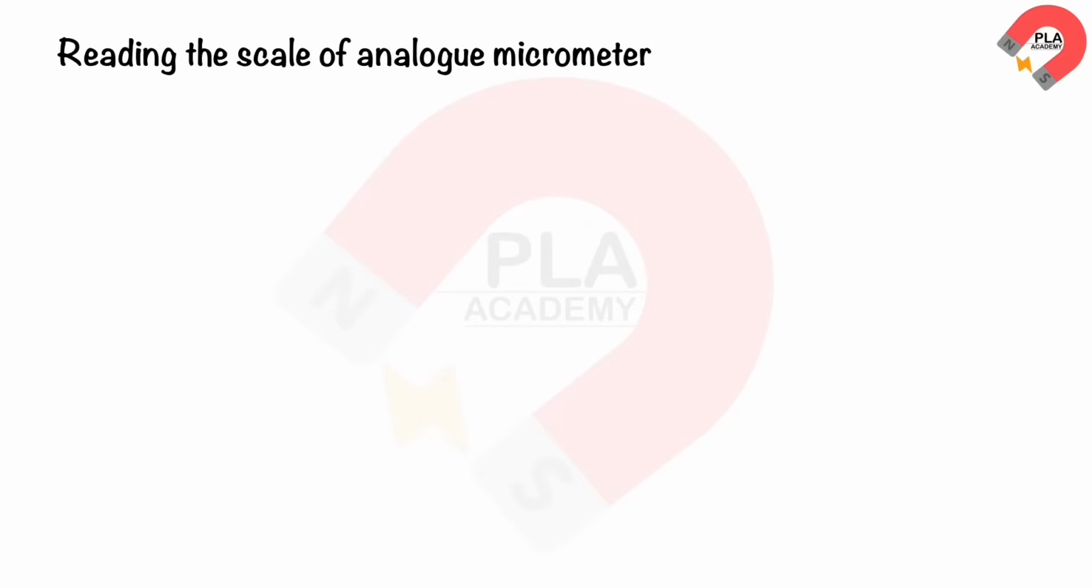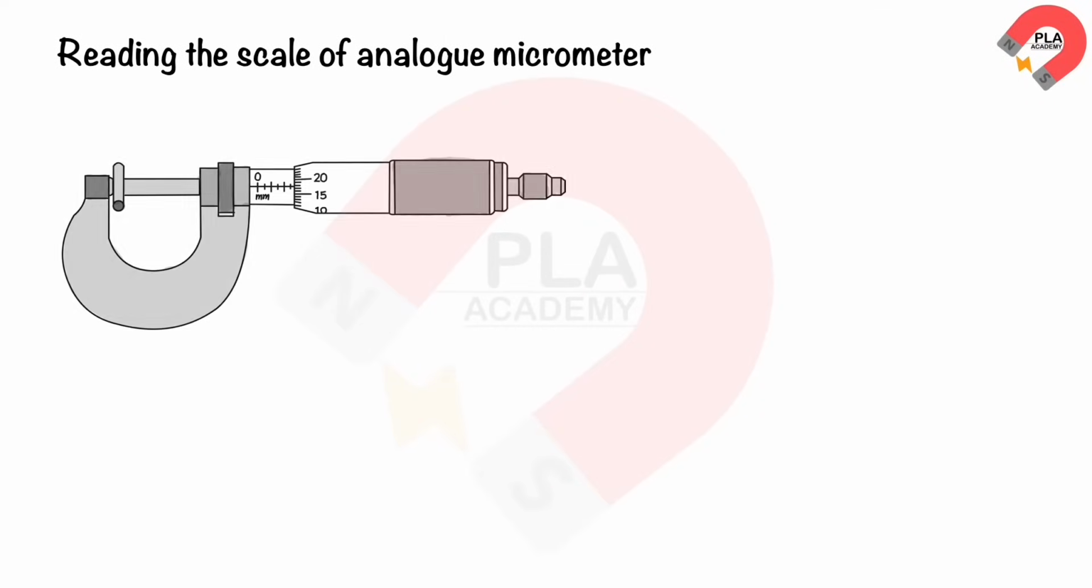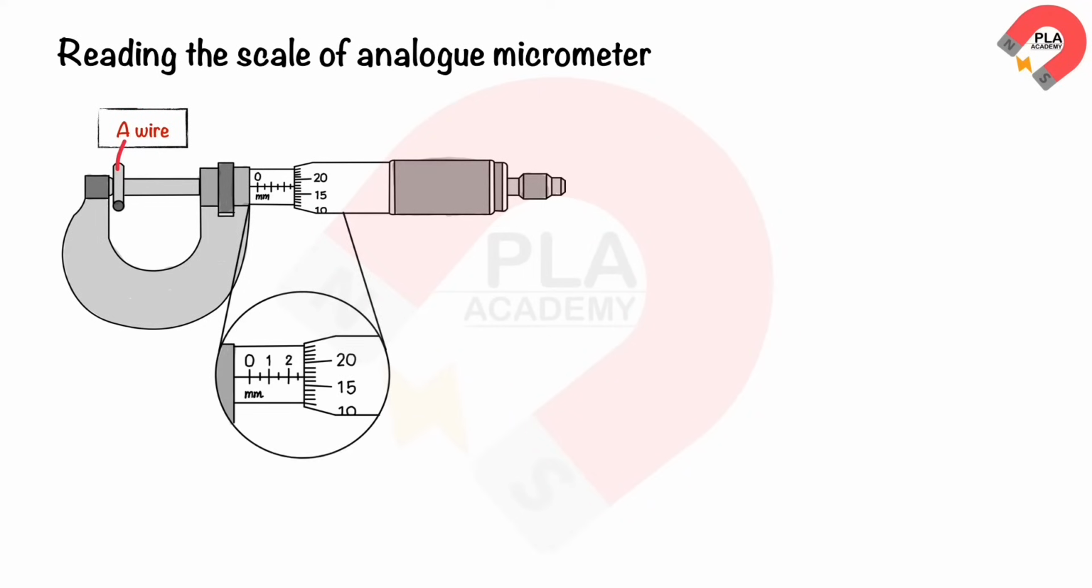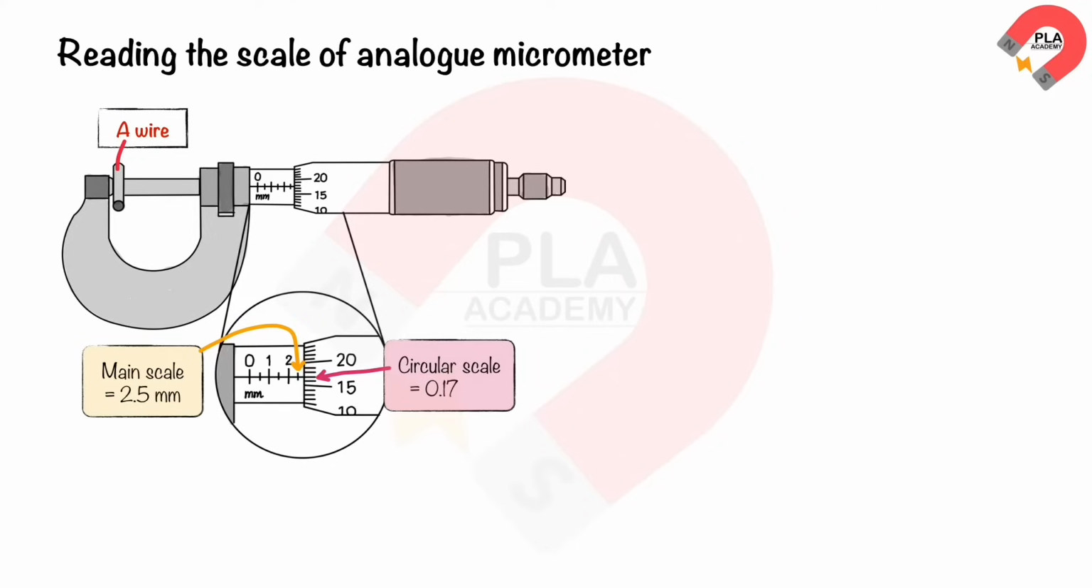Reading the scale of an analog micrometer. For example, we used a micrometer to measure the diameter of a thin wire as shown. The reading from the main scale is 2.50 millimeters. The reading from the circular scale is 0.17 millimeters. So, the total reading is 2.67 millimeters.